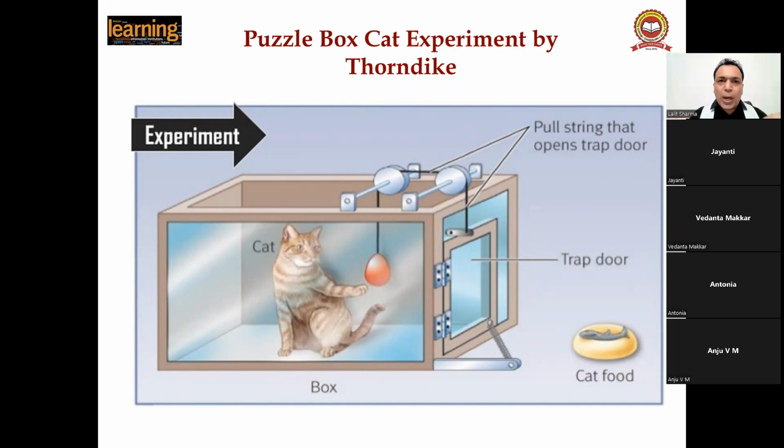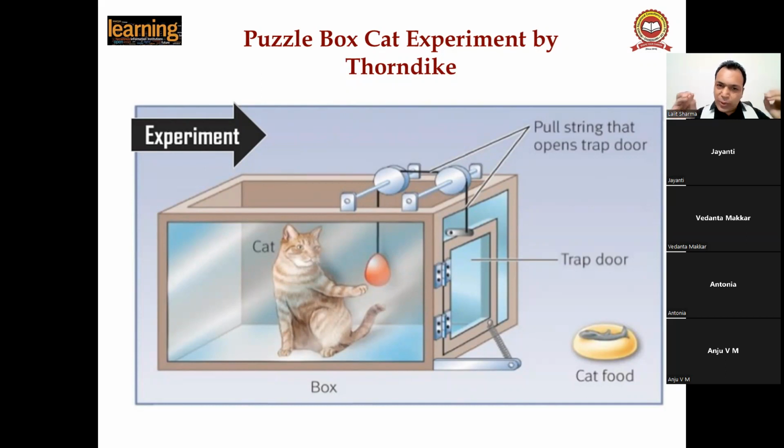He placed one fish inside the puzzle box, or the cage where the cat was kept. Okay, you can see the cat food. You can see the fish now. So what happened, guys?